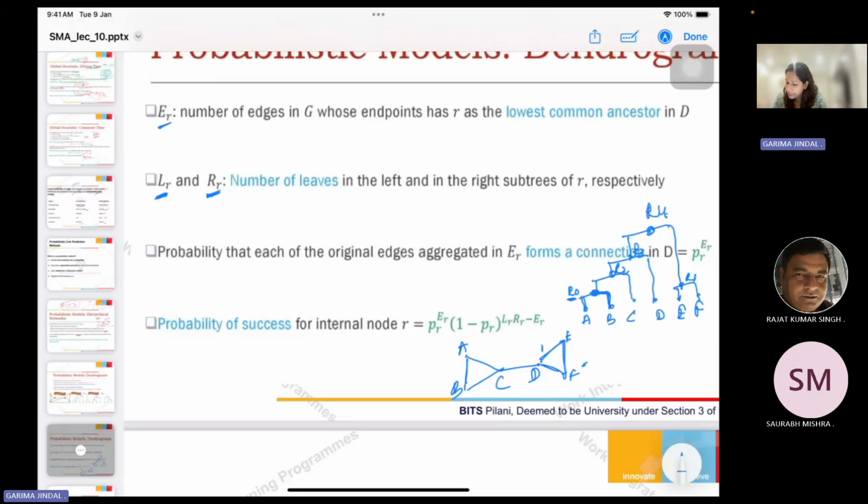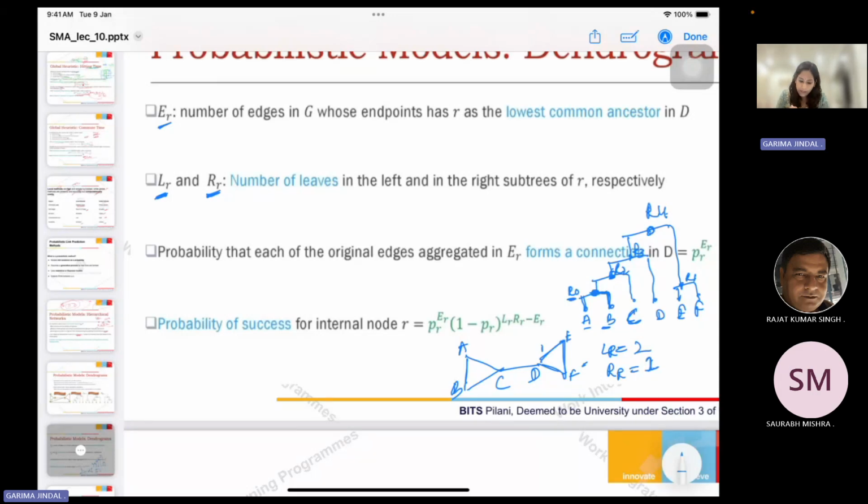Similarly, let us consider this node R2. For R2, what will be the LR value? 1? No, it will be 2. Why 2? Because on the left side, in the left subtree, I have two nodes. So LR becomes 2 here. And what will be the RR value for R2? That will be 1. Correct. So I hope the definition of LR and RR is clear to you.